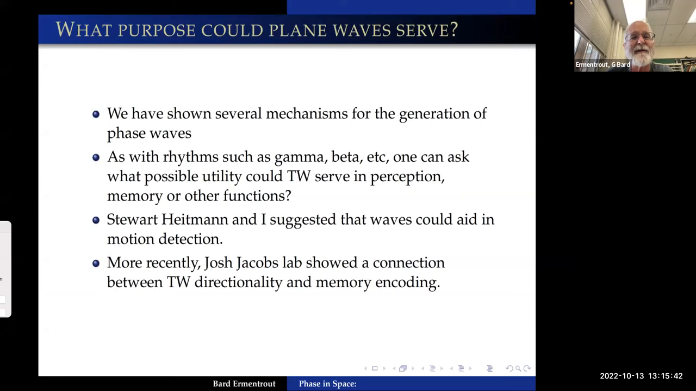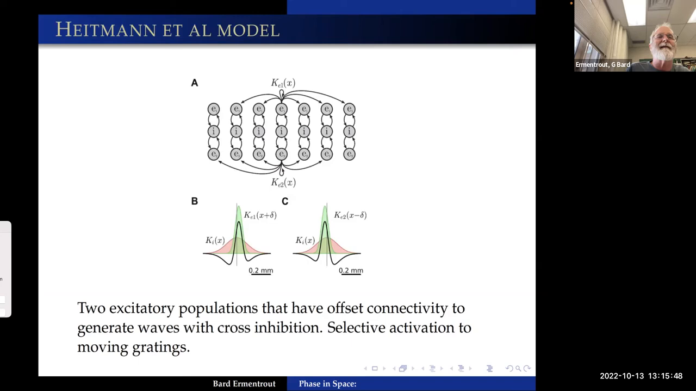Stuart Heitman and I came up with the following simple model. We have a network of excitatory cells and inhibitory cells. We have two networks, and under normal circumstances these networks will generate something called a bump attractor. However, we offset the kernels in the top network slightly, and we offset the bottom one slightly in another direction. So instead of a bump attractor, we get a moving bump. The offset kernels make this bump move. And so this is a network of two different kernels.